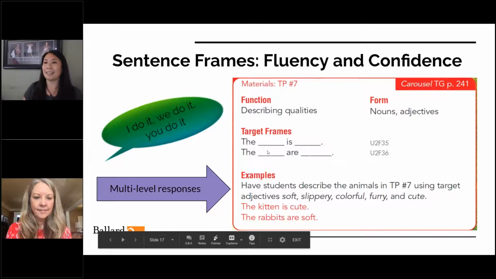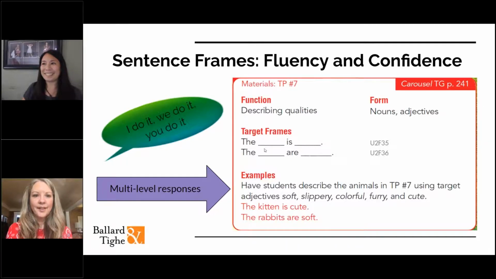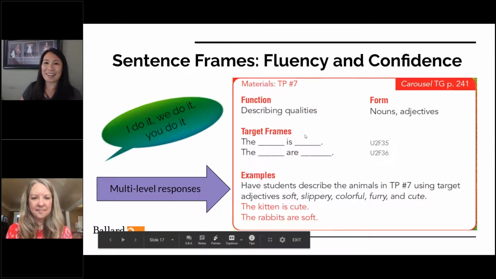Let's try the panda. Okay. The panda is furry. Very good. And then if there are more than one? The pandas are furry. Very good. So now you can choose an animal. Go ahead. You do it. The gerbil is small. The gerbils are small. Very good. Now, Emily, if you were a higher level student, you could add and, right? Or but. I'm not going to ask you to do it, but I'm just saying that you could do more with the sentence for a multi-level response. Okay. Thank you for your help.